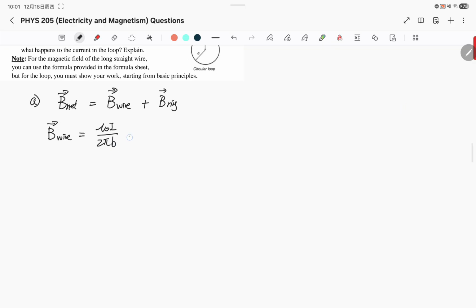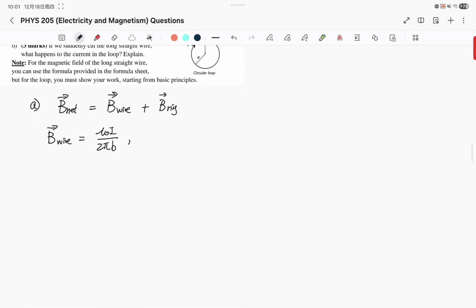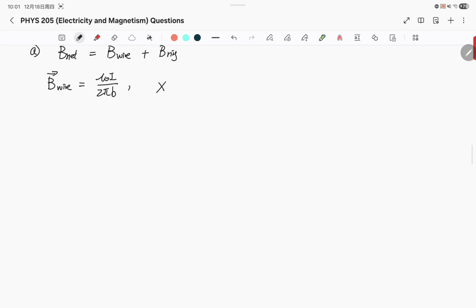What's the direction? Well, use the right hand rule. Thumb is pointing in the same direction as the current, pointing to the right, and curve your fingers downward. So it's gonna go into the page. Into the page is a cross. And how about B ring? We're gonna derive this ourselves using Biot-Savart.